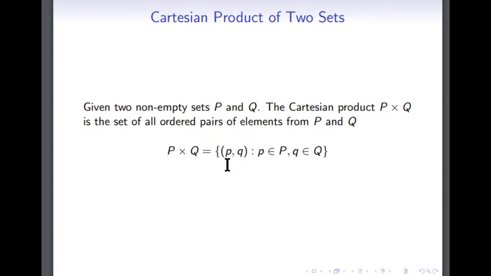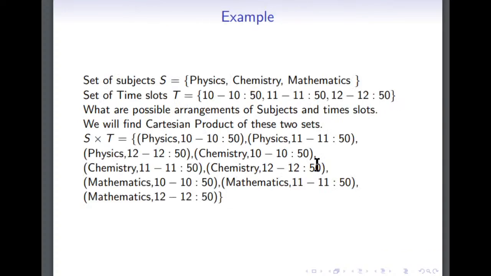Now let's continue. The elements in the Cartesian product will be of the form (p, q), where small p means an element that belongs to the first set capital P, and the second element small q of the pair belongs to the second set capital Q. Now let's take an example to clear this concept.